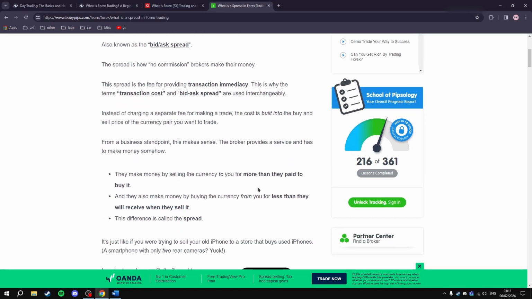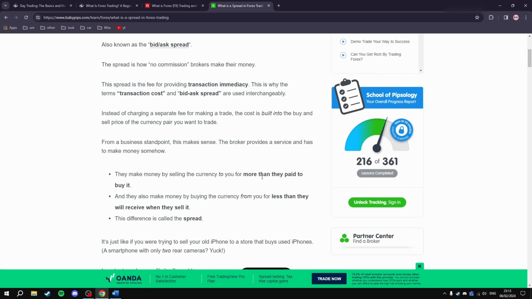The spread is how no commission brokers make their money. The spread is the fee for providing transaction immediacy. This is why the terms transaction cost and bid-ask spread are used interchangeably. Instead of charging a separate fee for making a trade, the cost is built into the buy and sell price of the currency pair you want to trade. From a business standpoint, this makes sense. The broker provides a service and has to make money somehow. They make money by selling the currency to you for more than they pay to buy it.